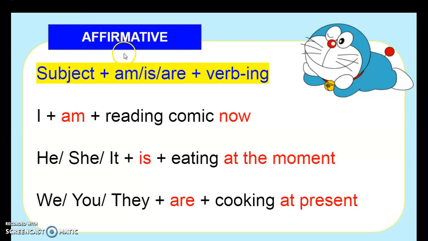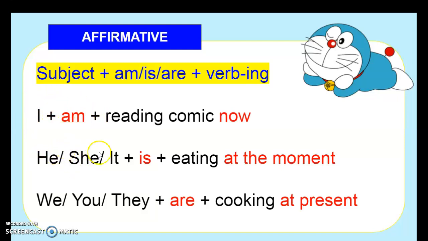Oke, for the affirmative, the form is subject plus am, is, are, atau kita sebut to be ya. And then verbnya ditambahkan dengan ing. Kata kerjanya ditambahkan ing. Subject plus am, is, are plus verb ing. Get it? Okay, remember, for subject I, to be-nya am.